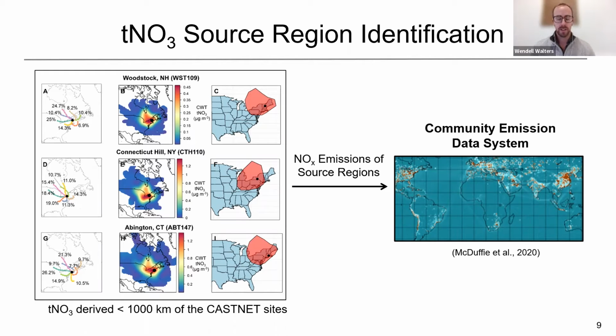And then we manually created geospatial polygons to define the source region contributing nitrate to our various study sites. And we modeled the NOx emissions within these source contributing regions using the Community Emissions Data System, which is a high resolution emission inventory that is broken down by sector and fuel type.